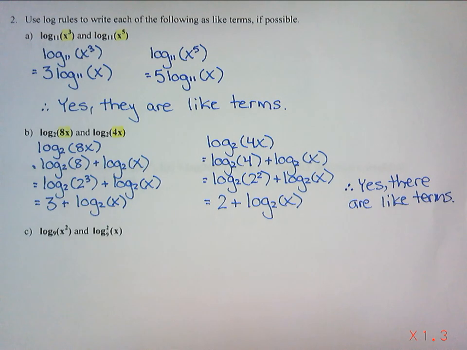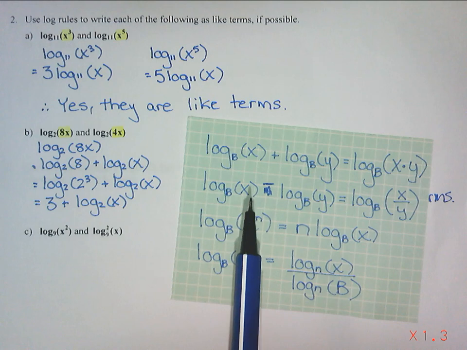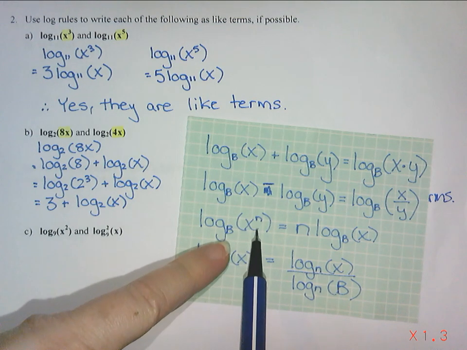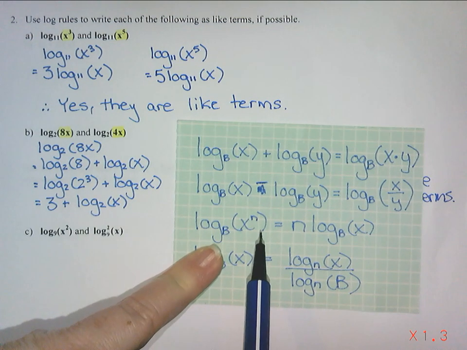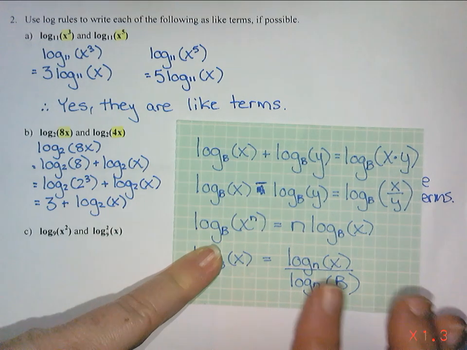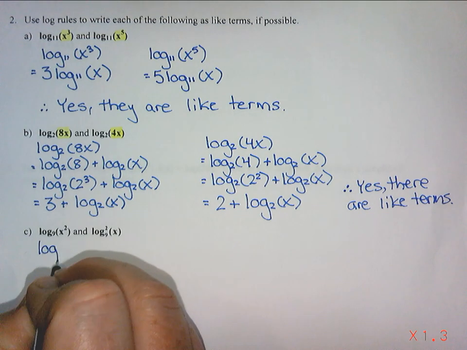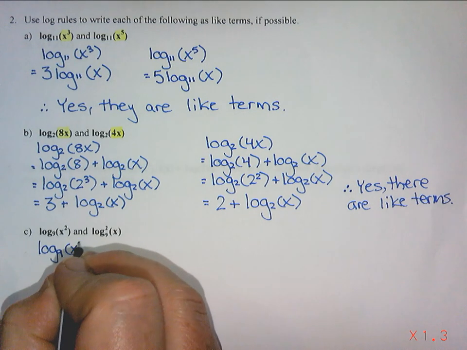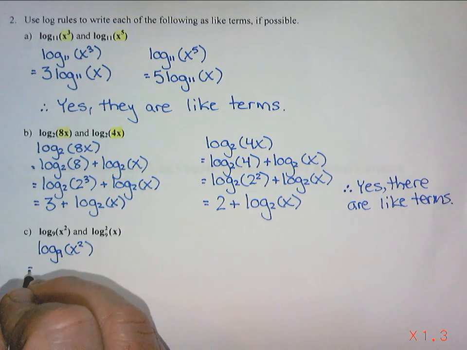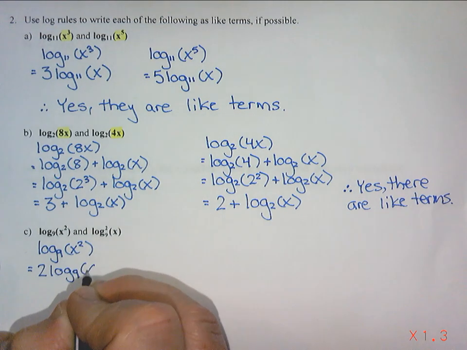So if I take a look at any rules that I might have, the only thing that I could think to use would be that third one, with the exponent that we used in the first question, where I could bring that exponent that's on the argument down in front. So I could take log base 9 of x squared, and I can use that rule to write that as 2 times log base 9 of x.